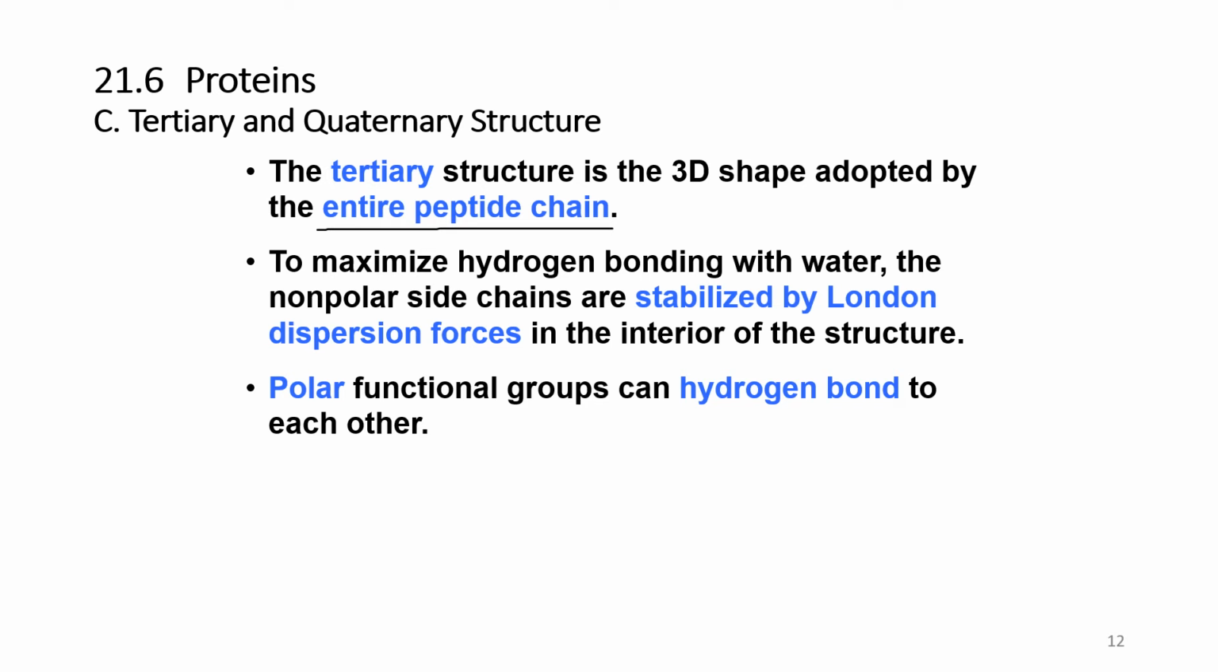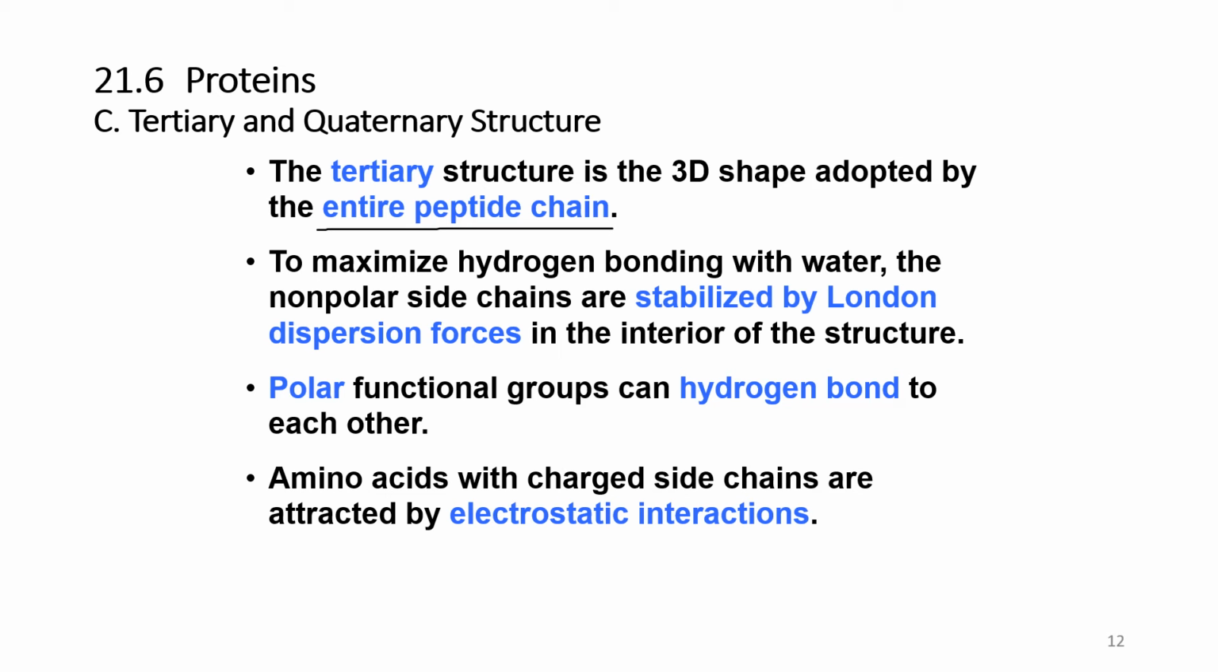Polar functional groups can hydrogen bond to each other. So remember that some of those side chains have polar functional groups. So there will be hydrogen bonding between side chains, as well as other types of interactions, such as electrostatic interactions. So some amino acids, as we've seen, can have positive or negatively charged side chains, and those will interact with the partial negatives and positives of other amino acids or the surrounding water.